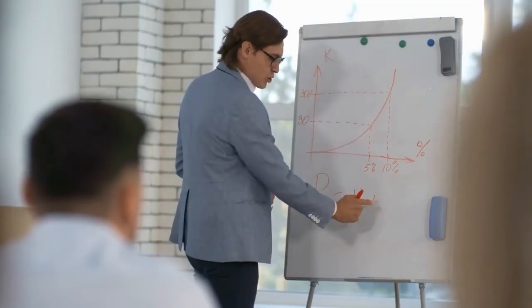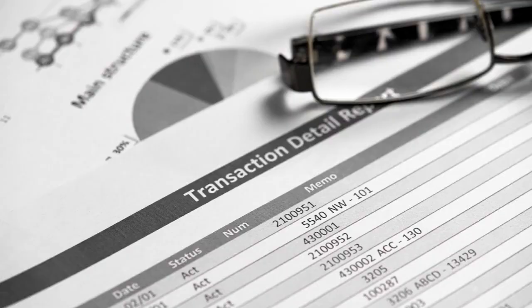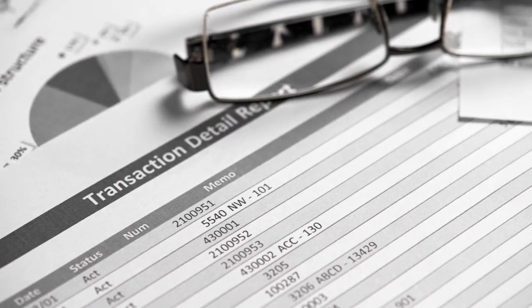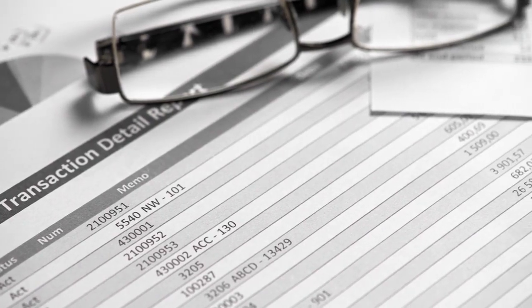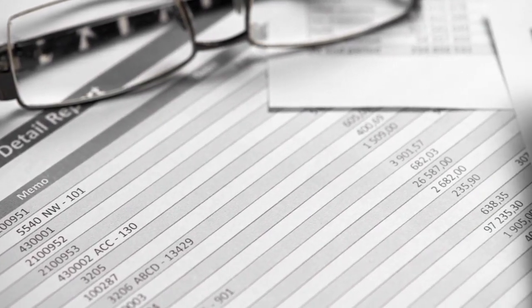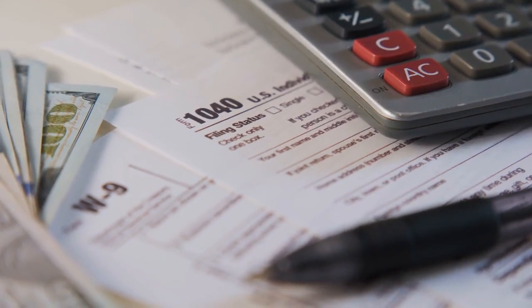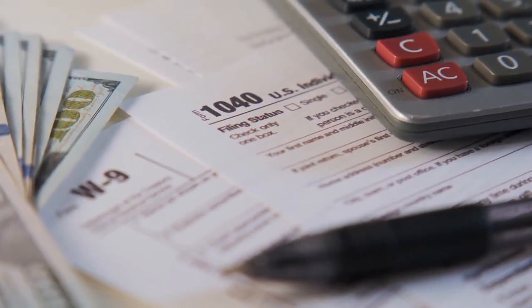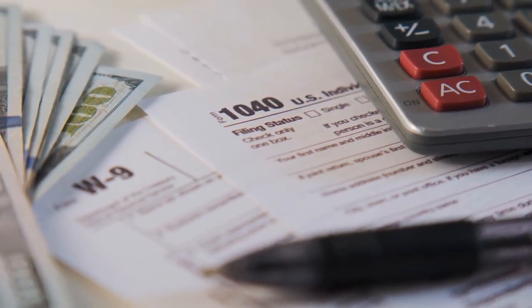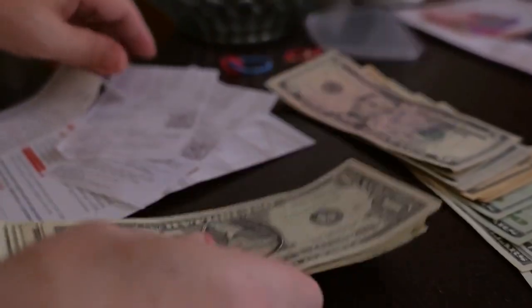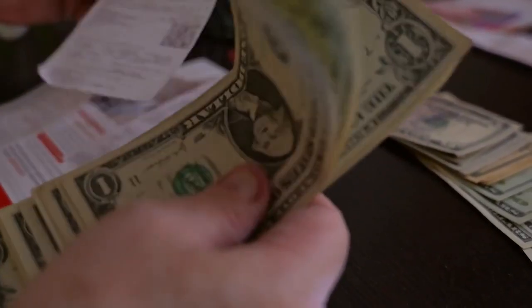The formula for calculating after-tax margin is: after-tax margin equals net income after tax divided by revenue, times 100. Net income after tax is the final profit after deducting all costs, including taxes. Revenue is the total amount of money earned before any deductions.